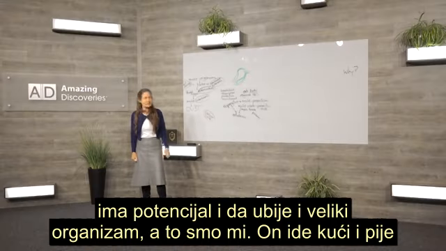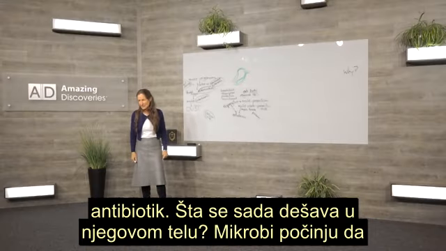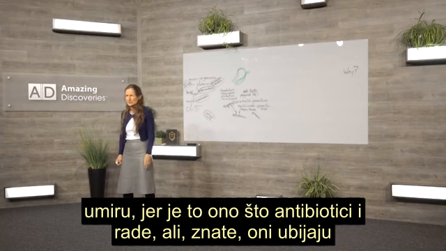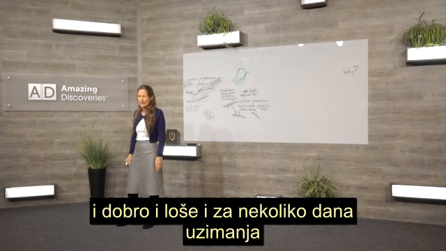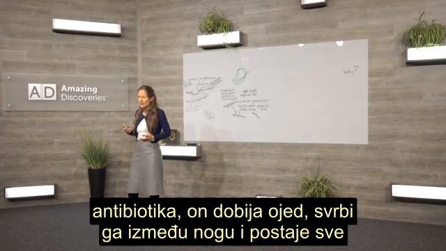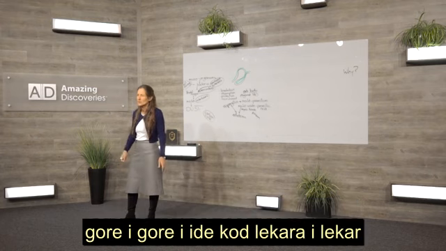He goes home, takes his antibiotics. What's happening now? Inside his body, the microbes start getting killed off because that's what antibiotics do. But they kill the good and the bad off. And it's not long, a few days after being on the antibiotics, he gets jock itch. He's got this itch between his legs. It's getting worse and worse.